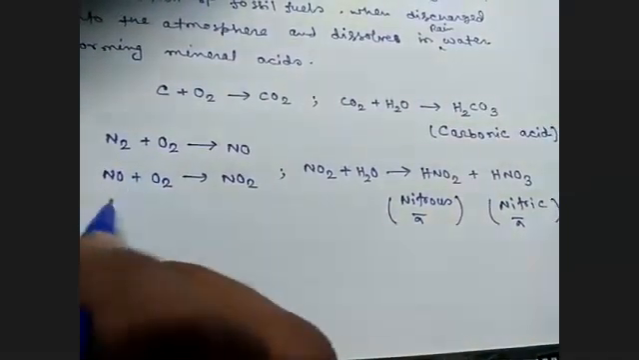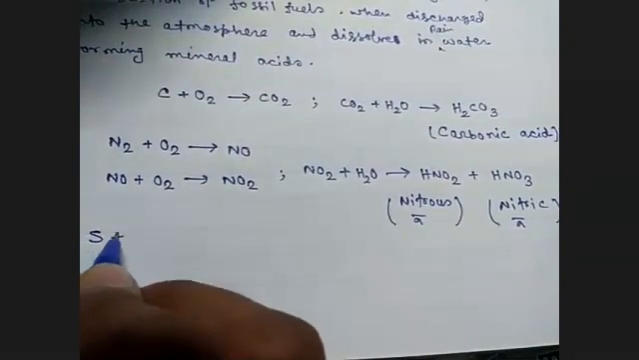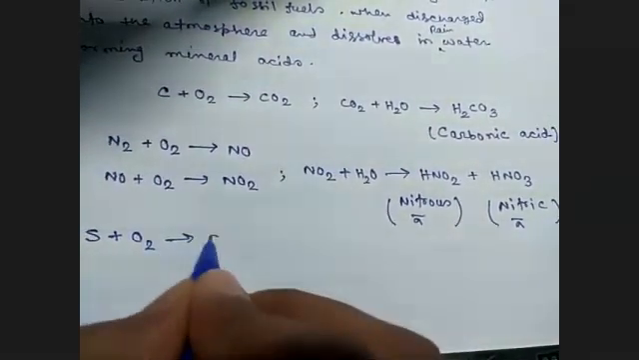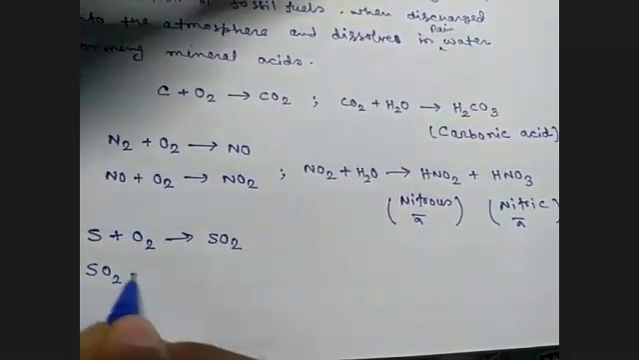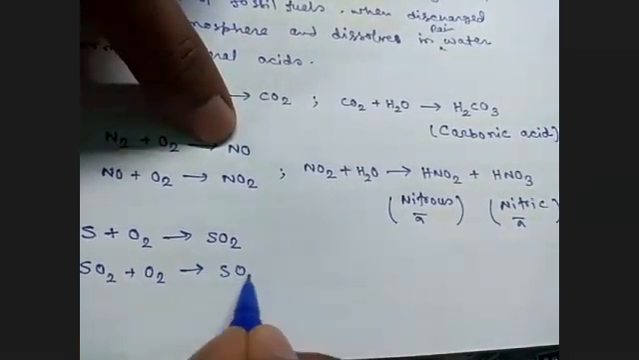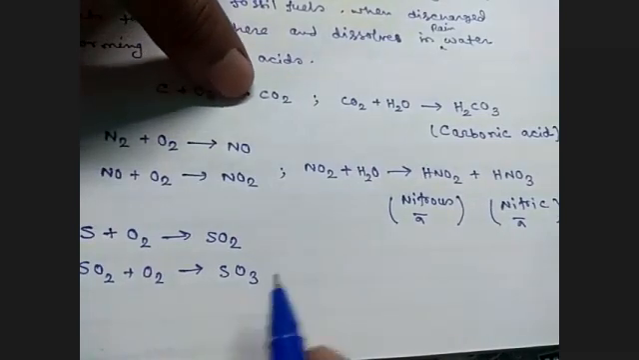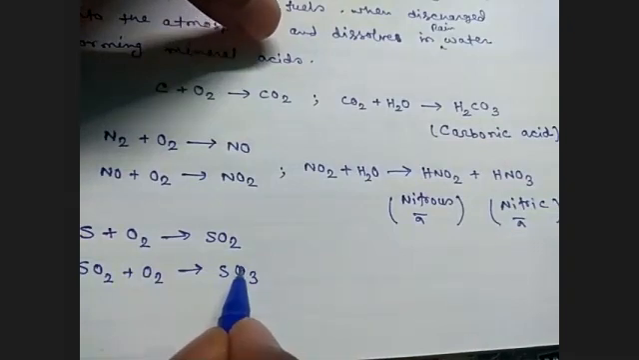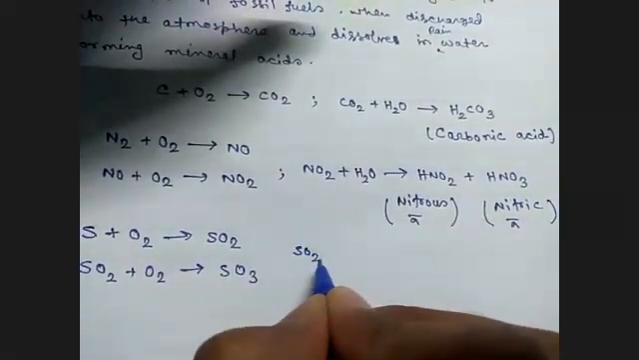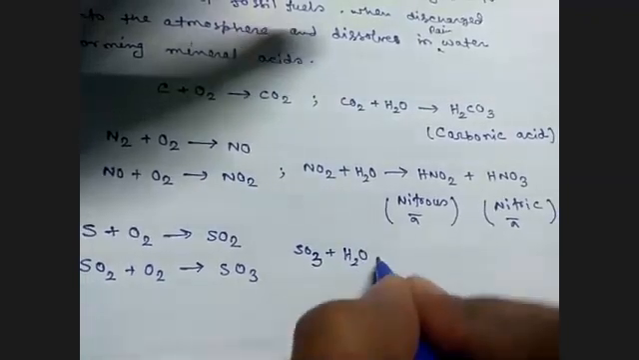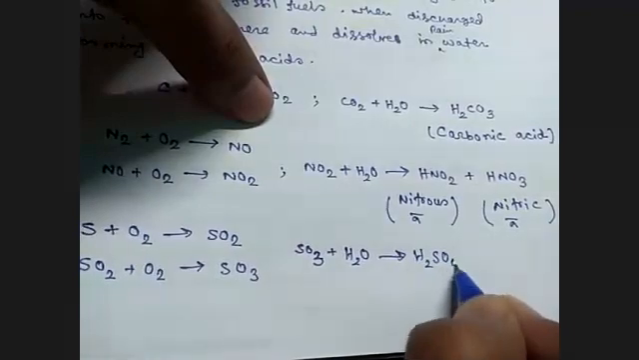Lastly, if the fossil fuel contains sulfur, it reacts with O2. Initially it forms sulfur dioxide, SO2. SO2 again reacts with O2 and forms SO3. Sulfur dioxide and sulfur trioxide react with water to form H2SO4, which is the main cause of acid rain. So SO3 plus H2O directly gives H2SO4, that is sulfuric acid. So this is the overall reaction for the formation of acid rain. Note it down quickly.